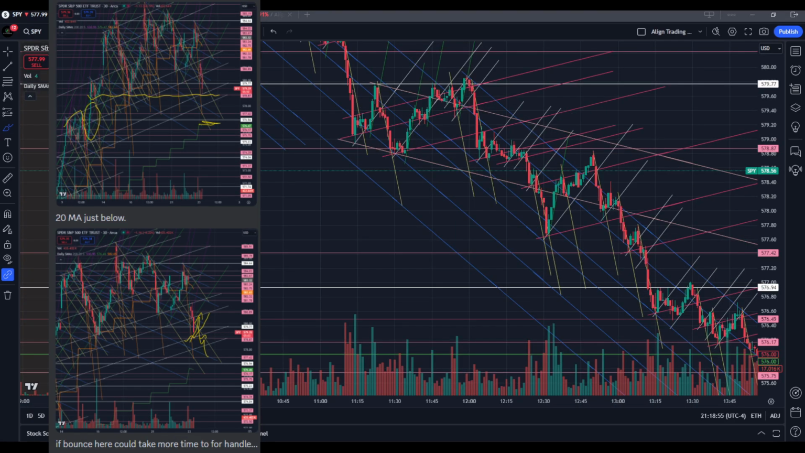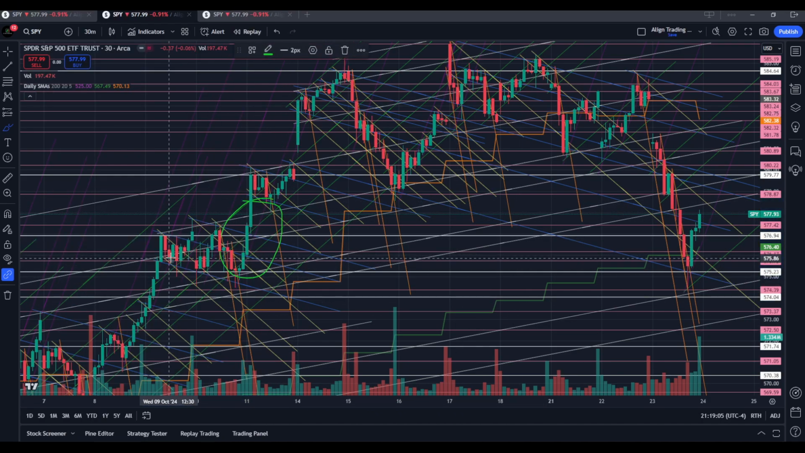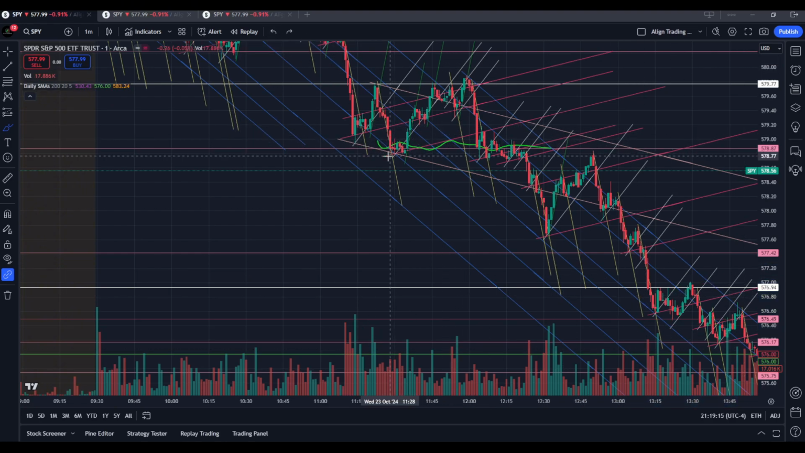Now at this point right here, I'm explaining that if we do break this level right here, there is the 20-day moving average below, as well as all of this liquidity right here that you can see. And we start heading down to reach that 20-day moving average as that first target, which I will show you down here a little bit more. But you can see this handle takes some more time to form. We start trying to form this right here.